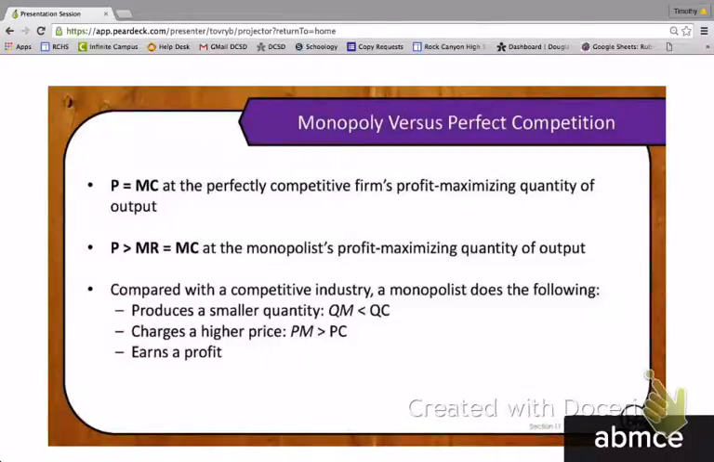Here you can see a comparison of monopoly with perfect competition. I've already talked a lot about this, so if you want to go over this again, you can pause the video and review it.